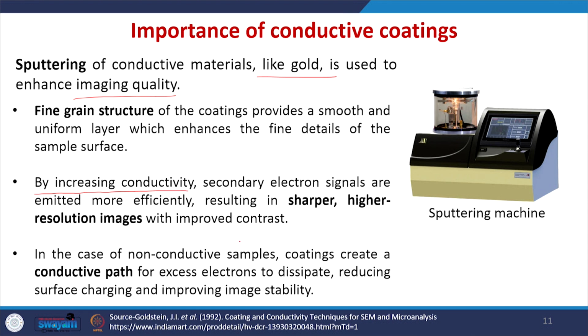So, once the conductivity is increased, the secondary electron signals are emitted more efficiently, which results in a sharper and higher resolution image with improved contrast. And this fine grain structure of coatings provides a smooth and uniform layer which will enhance the fine details of the sample surface. In case you are using non-conductive samples, these coatings create a conductive path for excess electrons to dissipate. So, that will reduce the sample surface charging and it will improve the image stability.